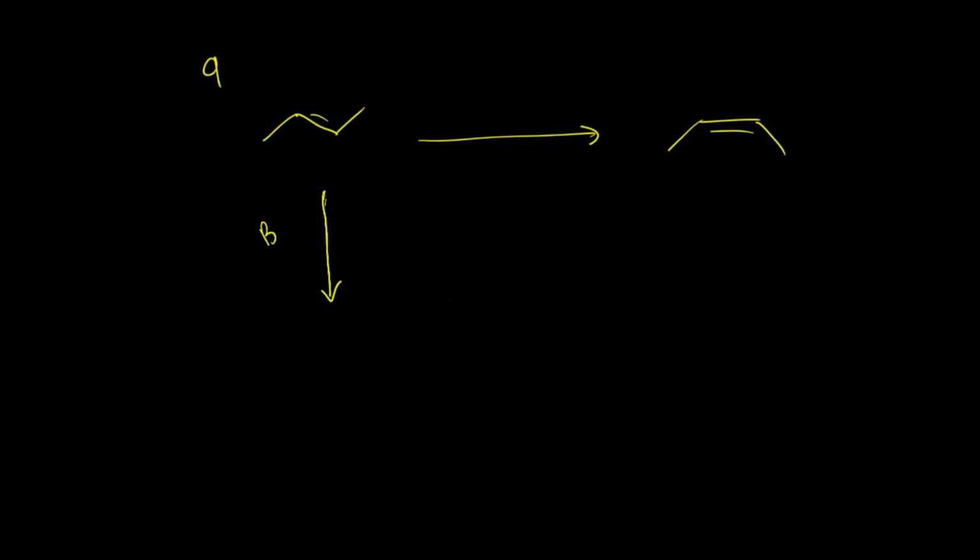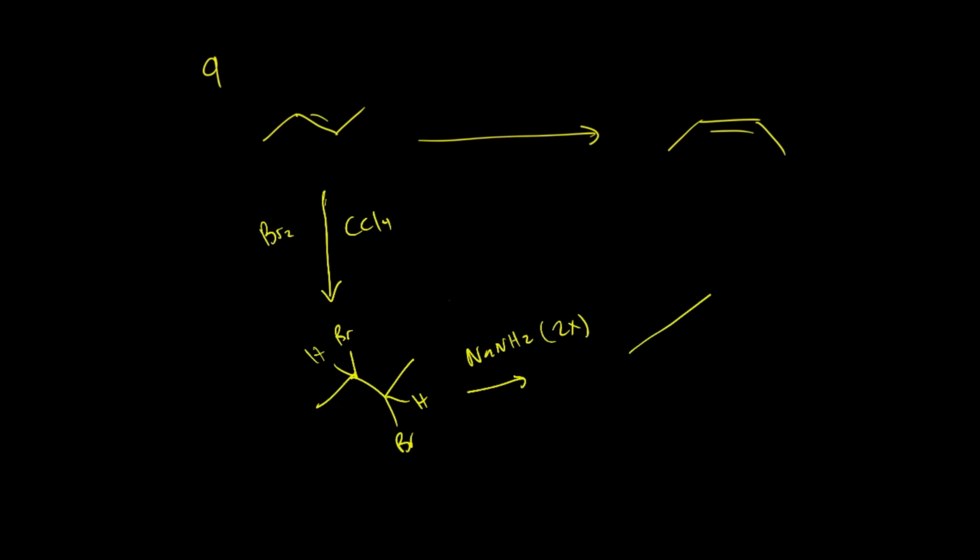So if I do Br2 and some CCl4, I'll be able to add Br groups on both sides. Notice how I have an available hydrogen on each side here. So if I do NaNH2, right? Let's go ahead and do that 2 times. That's going to kick off an H, kick out a Br, kick out an H, kick out a Br. And then you're going to form a nice triple bond here, right? So pretty close. We got our 4 carbons.